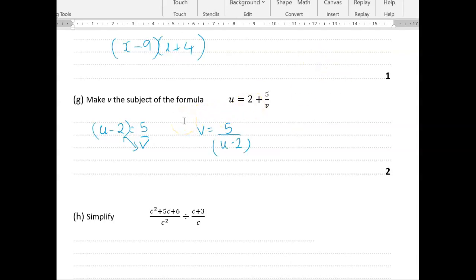Nice, short, quick answer to get your 2 marks. If you did something that was correct and you moved things around to an extent, I would have given you 1 mark, but that would be what you had to get for your full 2 marks.